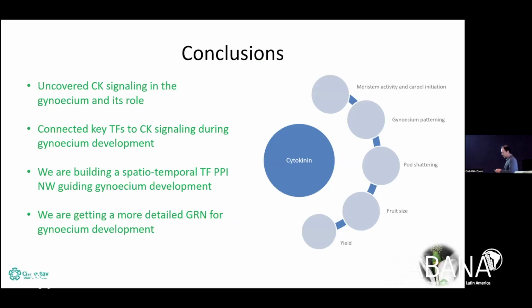So with that, I'd like to end. I hope I could show you a little bit, focusing on cytokinin, an important hormone that has effects on meristem activity, also carpel initiation. I didn't mention much about that today: gynoecium patterning, pod shattering, the opening of fruits, fruit size, and at the end also yield.